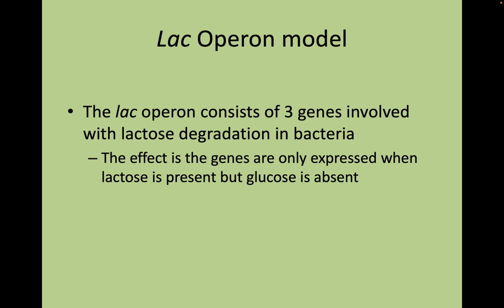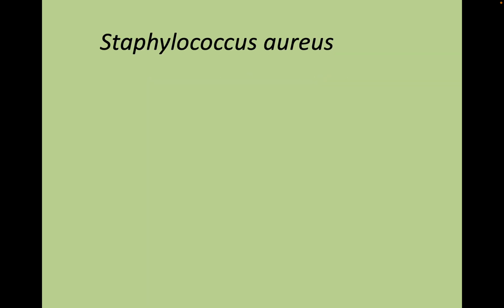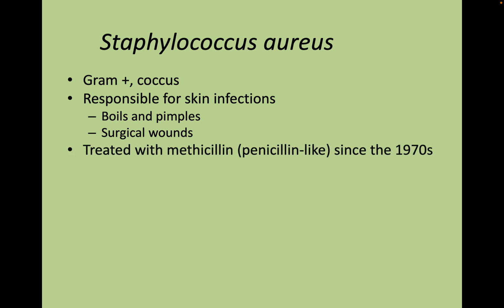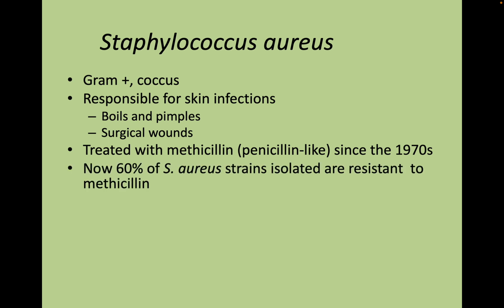All right, the lac operon, we already did that, wrong way. So let's talk about an example. Staphylococcus aureus is a gram-positive coccus bacteria. It's responsible for skin infections, boils and pimples, surgical wounds. It's generally treated with methicillin, which is a penicillin-like antibiotic, since the 1970s. Now, however, 60% of Staph aureus strains isolated are resistant to methicillin. So methicillin is no longer effective in treating most Staph aureus infections.